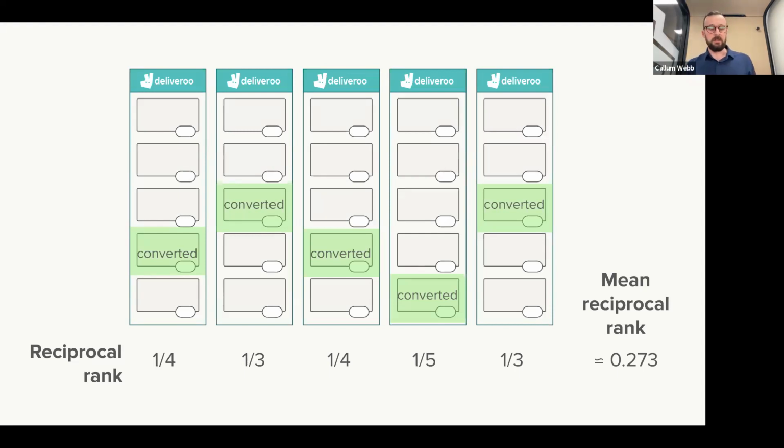So you can kind of see that if our recommendation system was performing as best as it possibly could, all of these green converted items would be in the top position. The reciprocal rank would be 1 for each of them, and the mean reciprocal rank, or MRR, would be 1 as well. So 1 is the best possible score, and then it just decreases and approaches 0 as these items go further down the list.